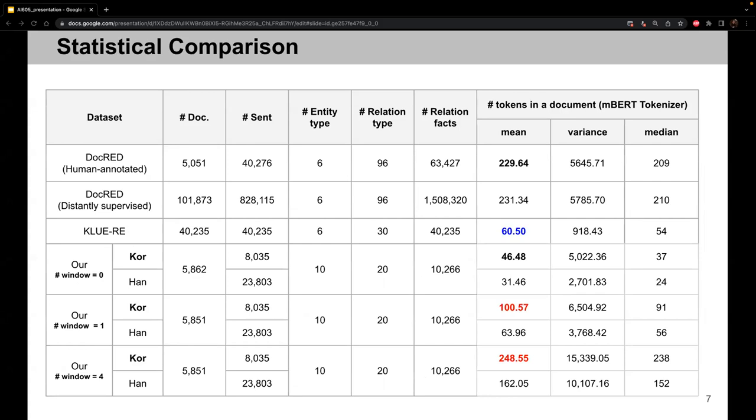Also, we compare the datasets in a statistical manner. I will skip most of the numbers and we will concentrate on the number of tokens in a document and the mean column. For fair comparison, we use the multilingual BERT tokenizer for all datasets to get the number of tokens in a document. If we set the window size as one, which will be explained in a later section, the average number of tokens in a document is larger than DocRED, an RE dataset. Therefore, we can conclude that our dataset contains much longer sentences at the document level.